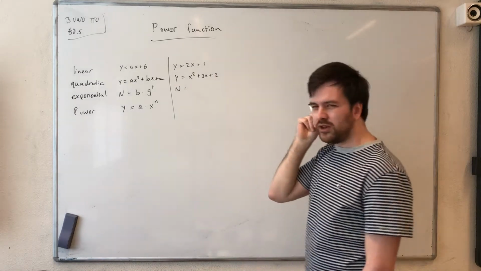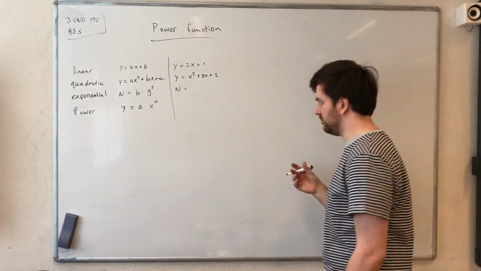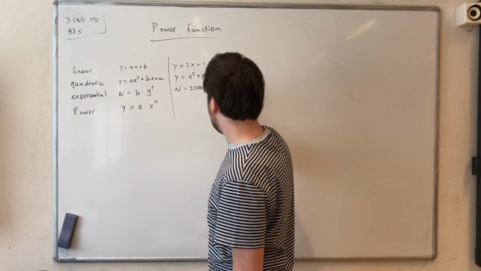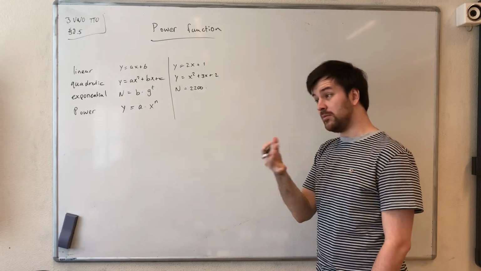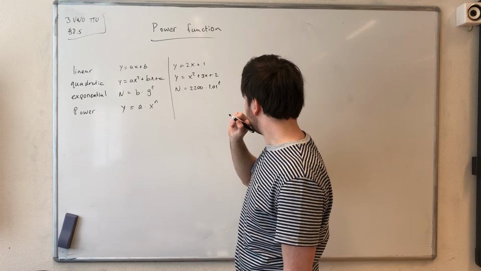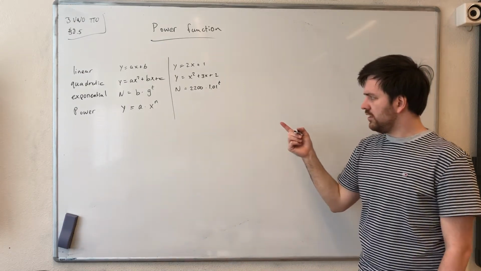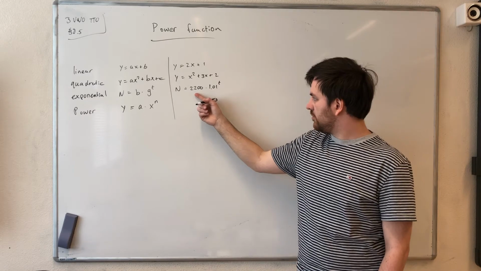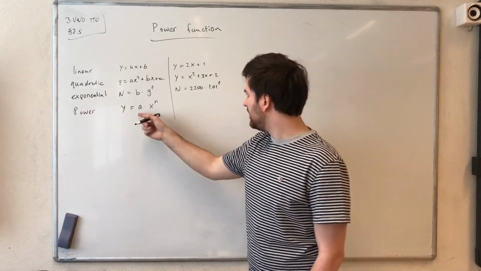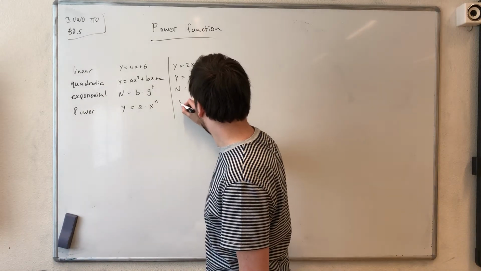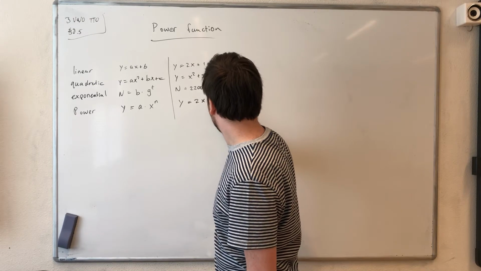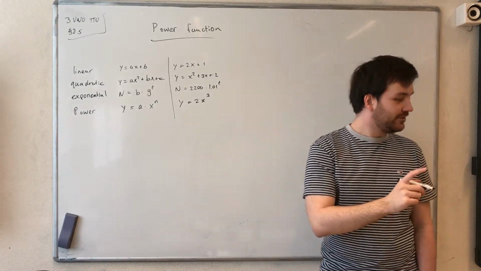What you've seen over here is that when, for example, you have a starting point in a city, let's say 2,200 people, and every year the amount increases with 1%, then you have times 1.01 to the power of t. So usually you fill in the b and the g. In this case, you're filling in the a and the n, which gives you something like y equals 2x to the power of 3.